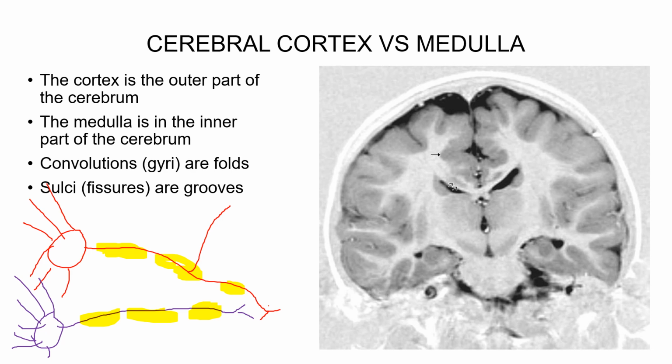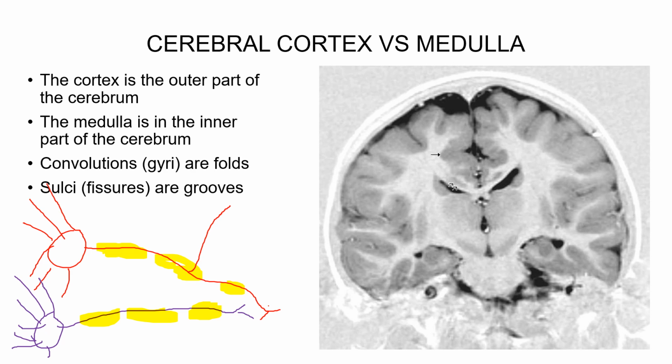So anywhere in the brain, brainstem, or spinal cord where we have bundles and bundles of axons with myelin in them, they're going to appear in these white clumps or clusters. And anywhere where we don't have that, they're going to appear in these gray clumps or clusters.